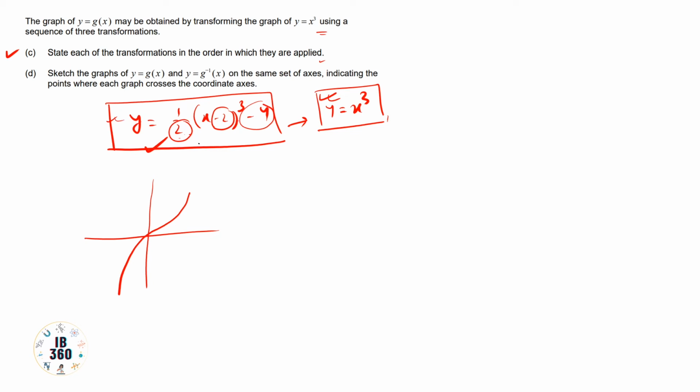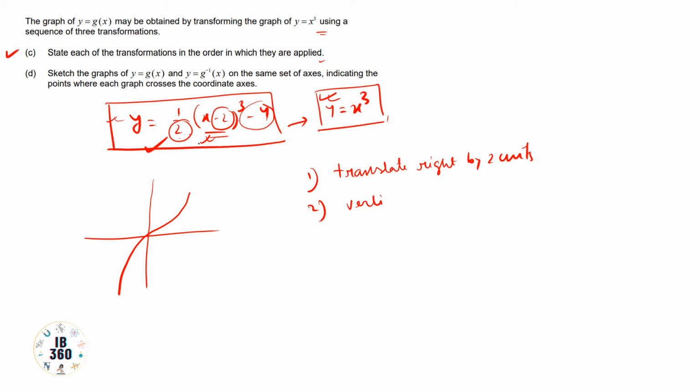So the three transformations are: first, translate right by 2 units. Second transformation, translate right by 2 units for this particular part. Then vertical compression by scale factor 2.